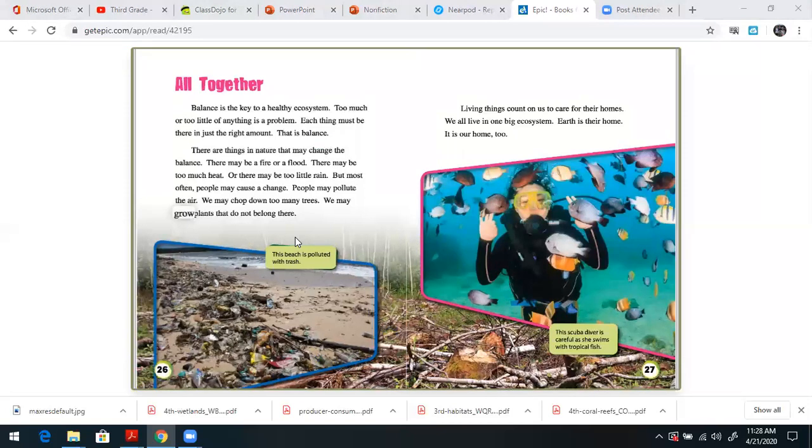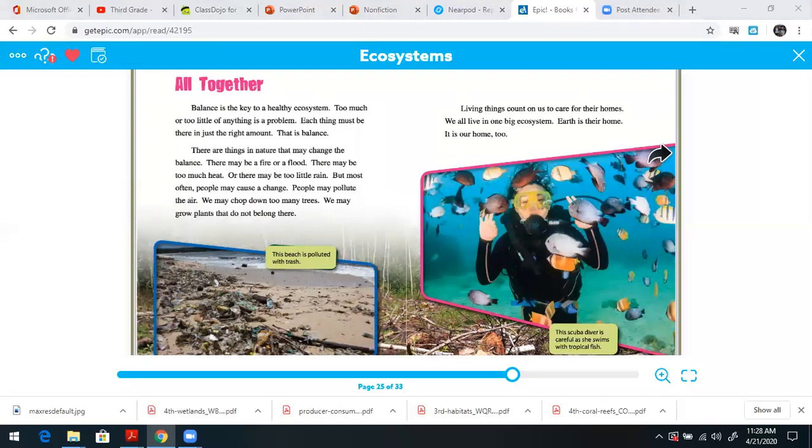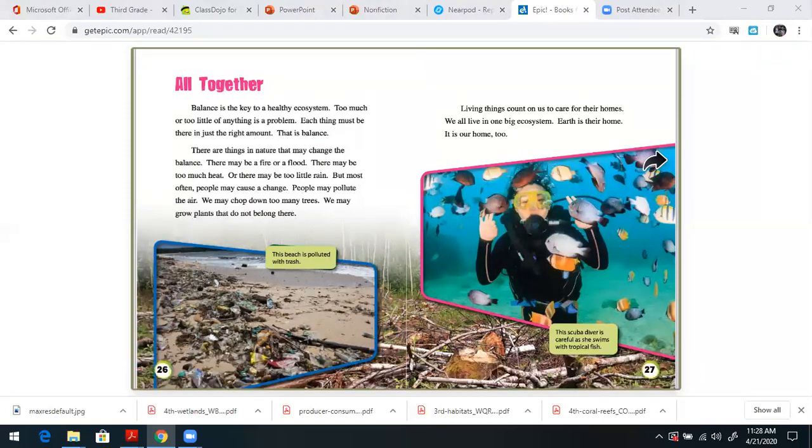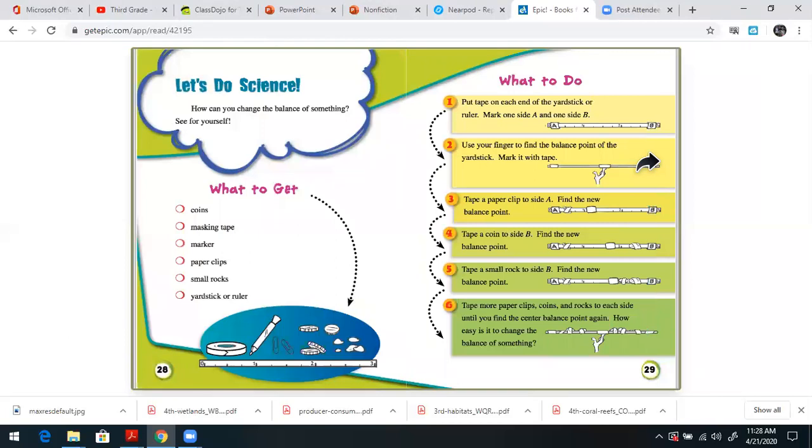a change. People may pollute the air. We may chop down too many trees. We may grow plants that do not belong there. We kind of talked about this last week with ecosystems. Living things count on us to care for their homes. We all live in one big ecosystem. Earth is their home. It is our home too. So not ecosystem, what I meant to say was Earth Day.